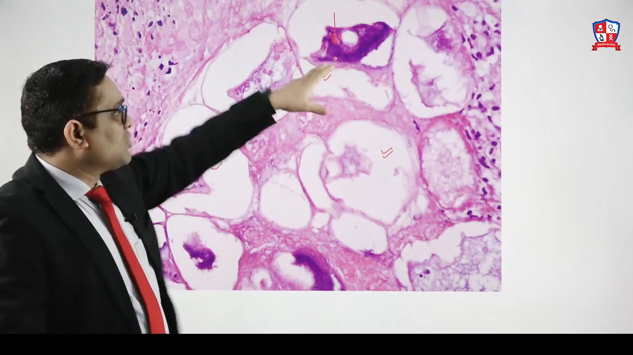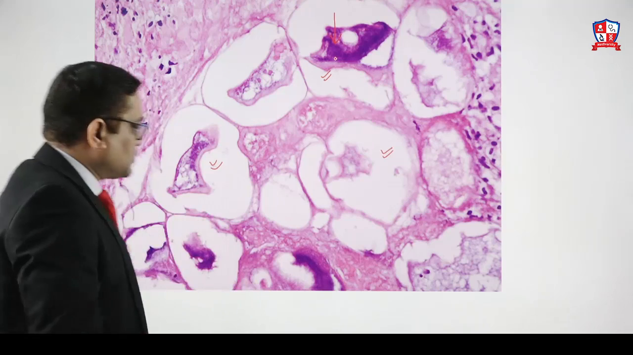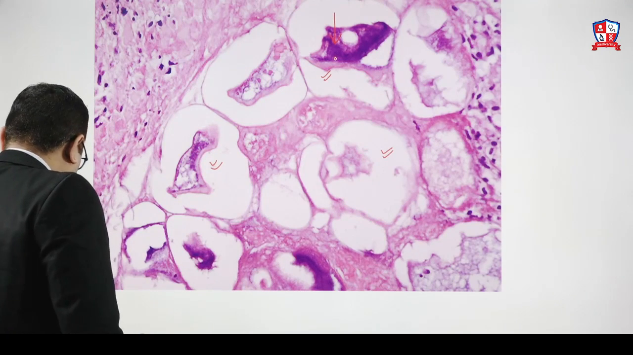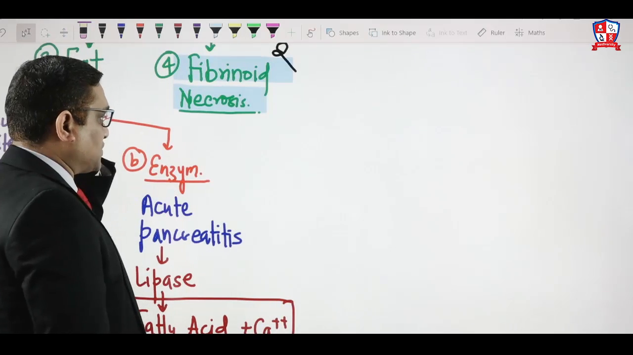Calcium, remember how it will be looking like? Amorphous basophilic deposit, right? So this is how we will identify fat necrosis. So the last one we are going to study about is fibrinoid necrosis.